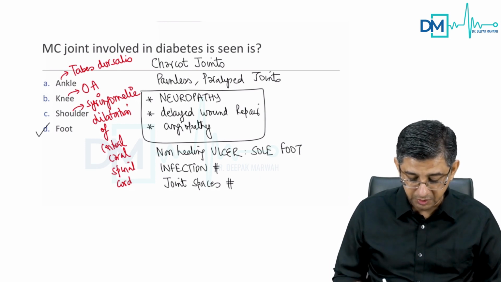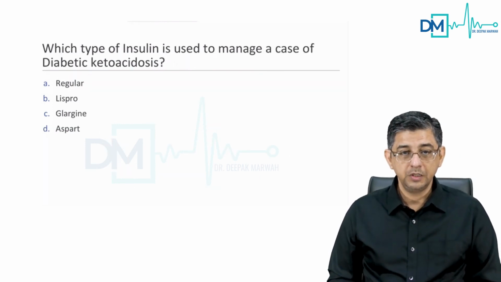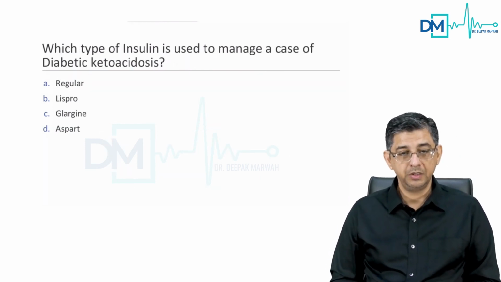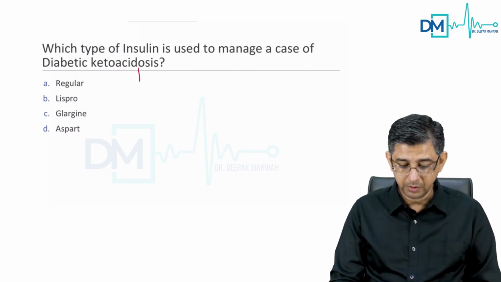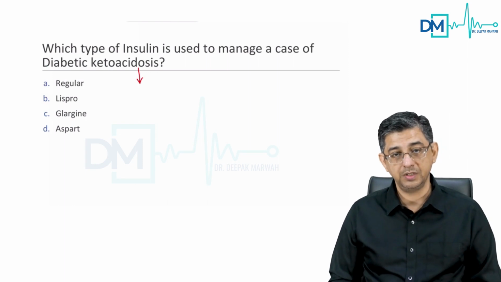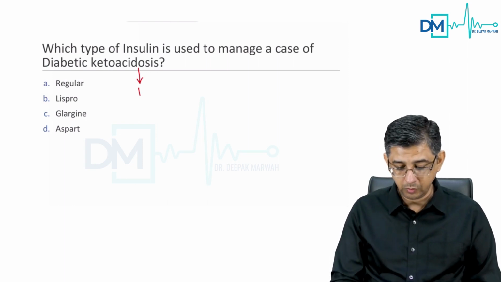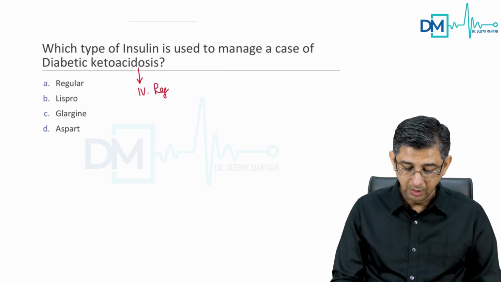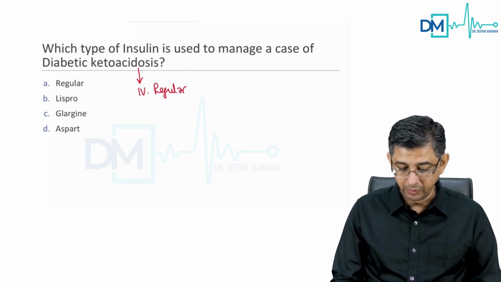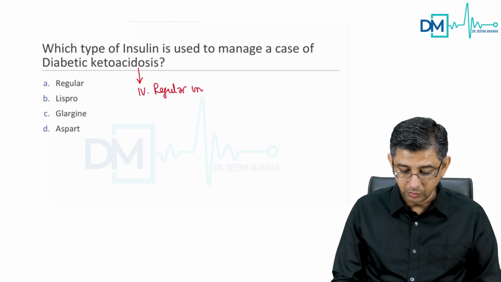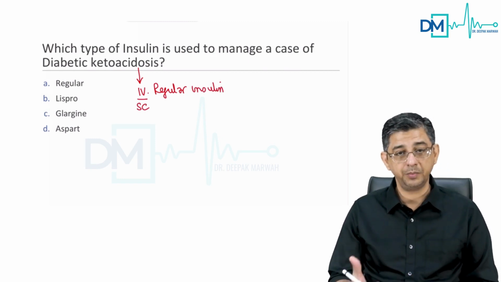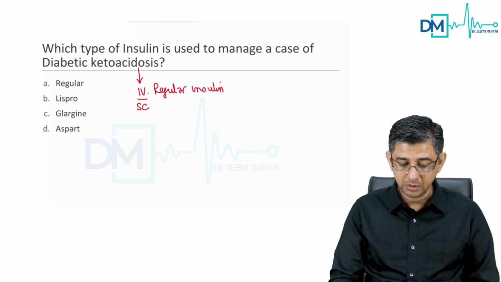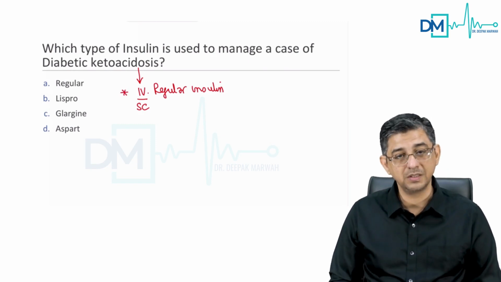Moving ahead in our discussion. Coming to the next question, he says, which type of insulin is used to manage a case of diabetic ketoacidosis? Now, this, guys, is a very common medical emergency which is frequently asked in an exam. And for management of this patient, you obviously need to give intravenous regular insulin. In fact, the basic point is that regular insulin is the only type of insulin that can be given both intravenously as well as subcutaneously. And in any emergency, I would definitely like an intravenous access.